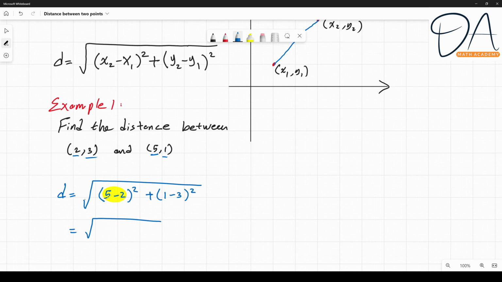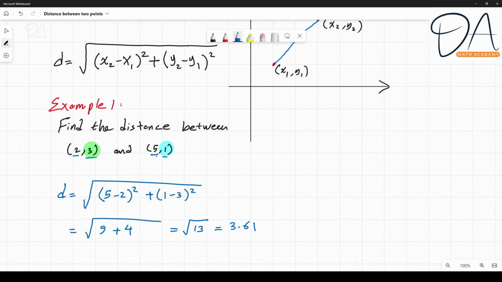So 5 minus 2 is 3, and when we square that, we get 9. 1 minus 3 gives us minus 2, and when you square it, you get 4. Remember that minus becomes positive when we are squaring. So this is the square root of 13, which gives you 3.61.